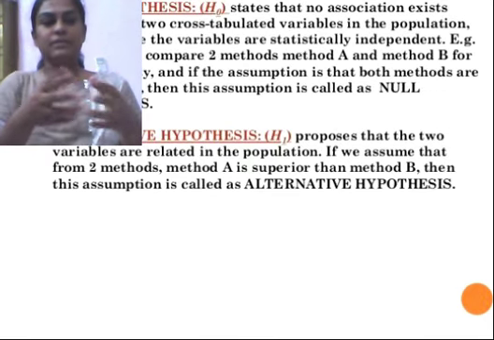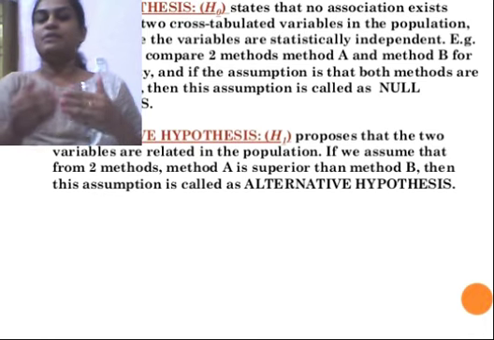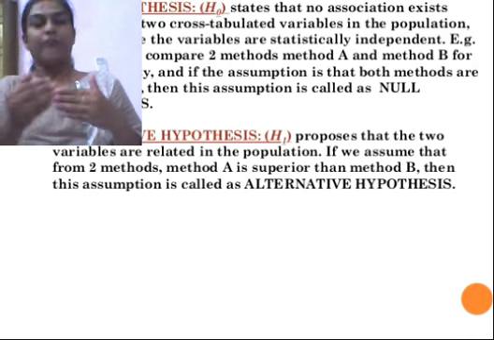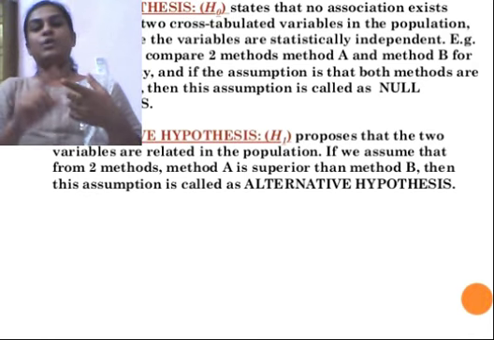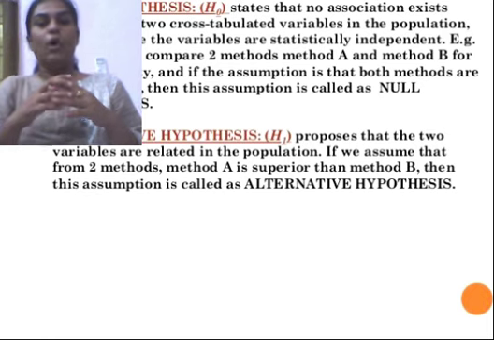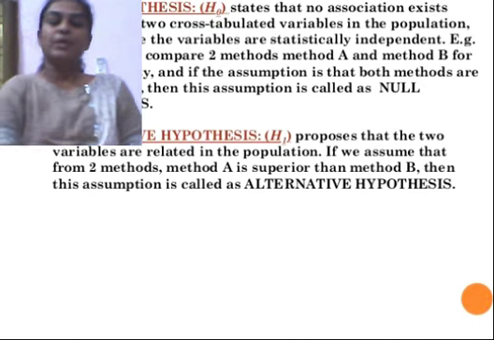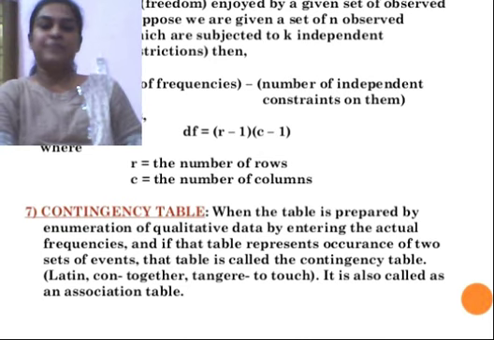Next term, null hypothesis and alternative hypothesis. Already we discussed such types of hypothesis. Null hypothesis is denoted as H naught. In this, the hypothesis is zero or empty. Alternative hypothesis is H1. It is exactly opposite of the null hypothesis. Next one is degree of freedom.